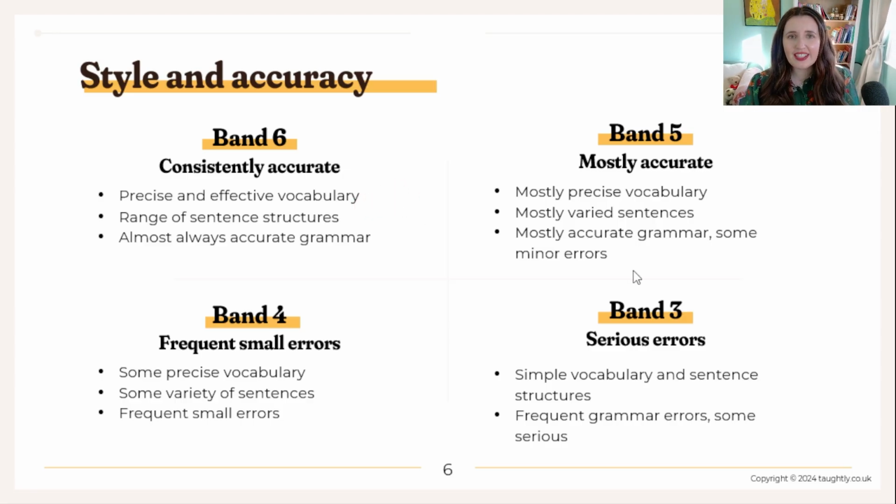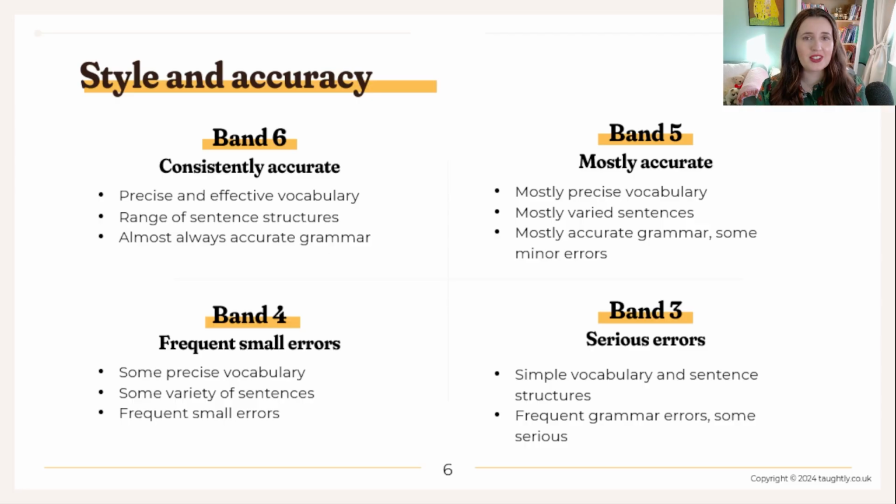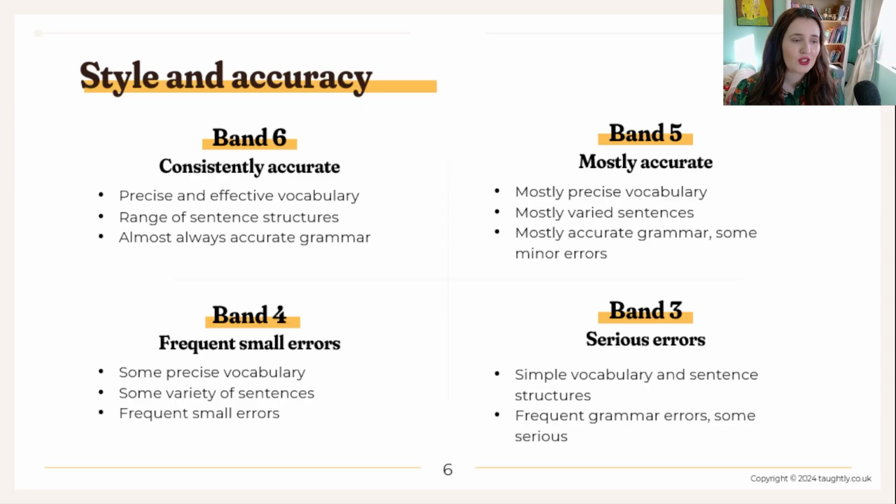So not just really high level vocabulary, but vocabulary used well in its context. There's no point putting very, very complicated vocabulary in there if you're using it incorrectly. So I would rather see the best word choice for that moment than the most advanced and sophisticated word choice for that moment if it's not quite right for the sentence.